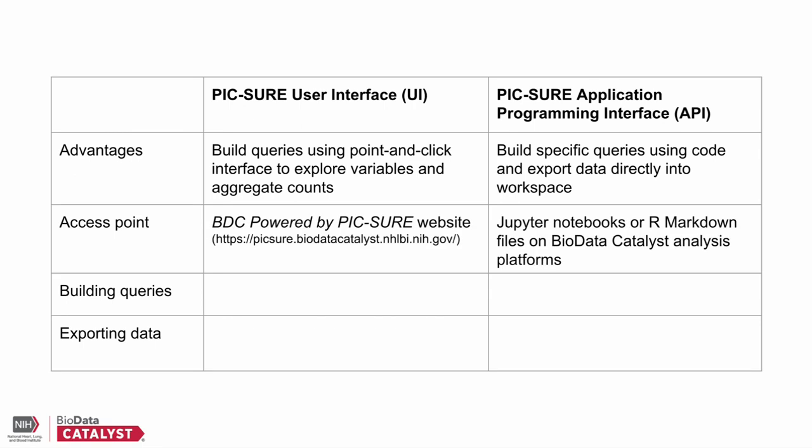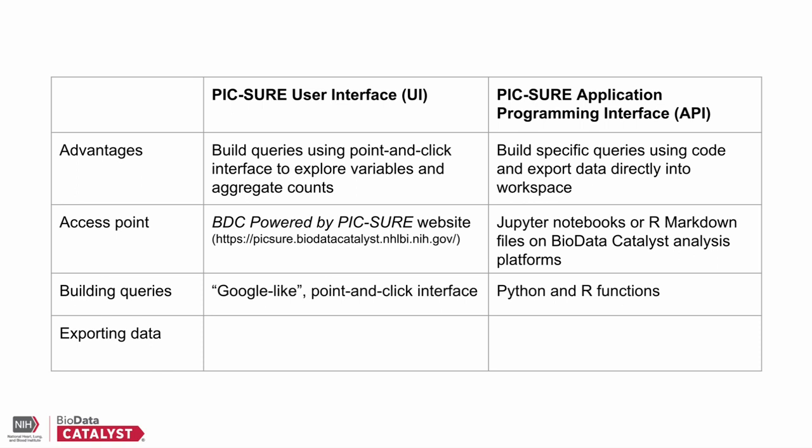To access the UI, simply navigate to the BDC Powered by PIC-SURE site. The link to this site will be available in the YouTube video description. The API is accessible through Jupyter Notebooks or R Markdown files, depending on user preference, through either of the analysis platforms on BDC, BDC powered by Seven Bridges or BDC powered by Terra.